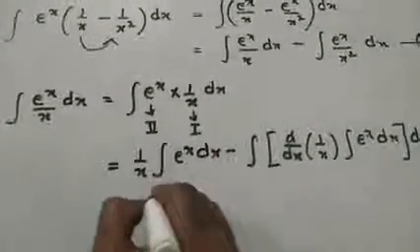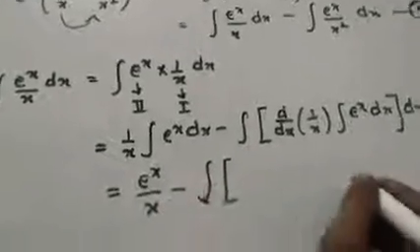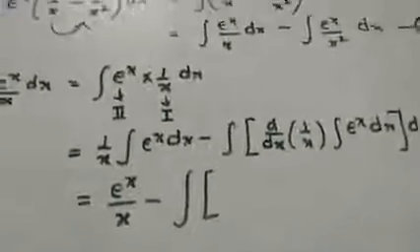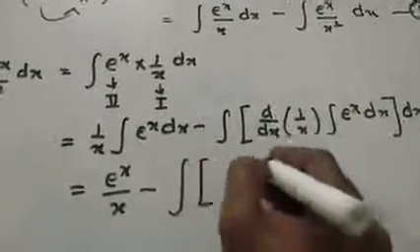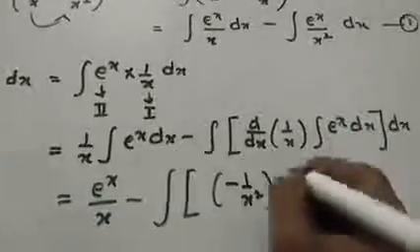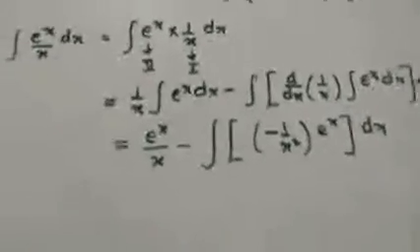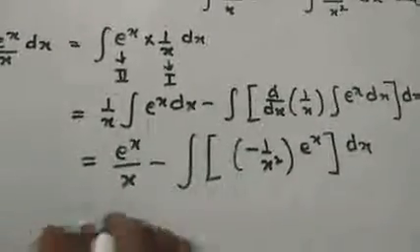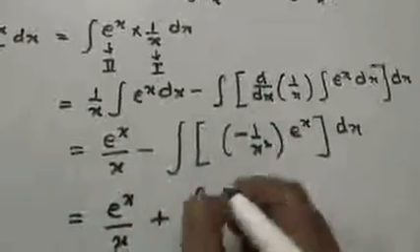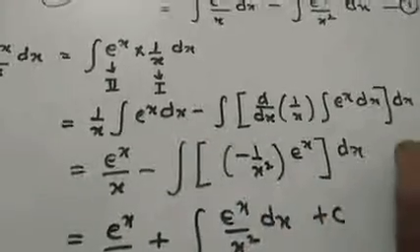Integration of e to the power x by x, minus integration of d/dx of 1 by x, which is minus 1 by x square, as we all know, times the integration of e to the power x, and finally dx. Now minus minus plus, and multiplying this, e to the power x by x square dx, and put here one c.